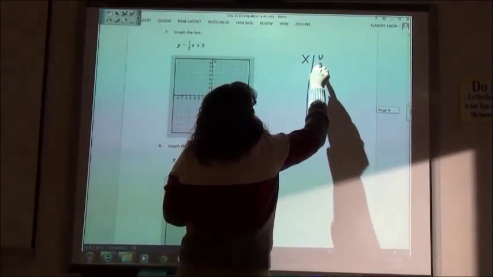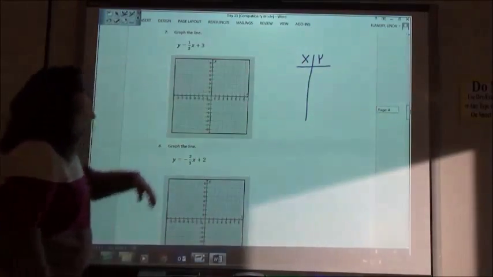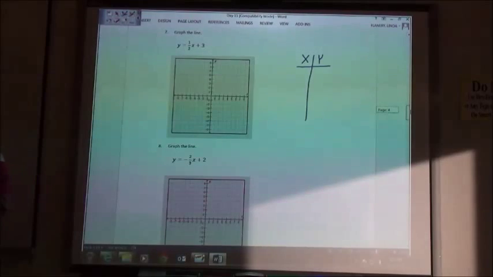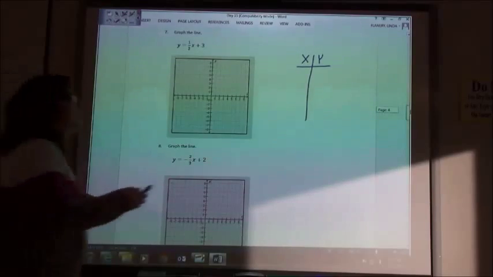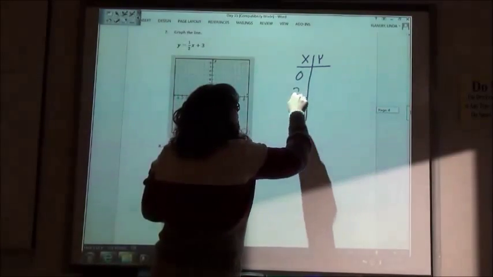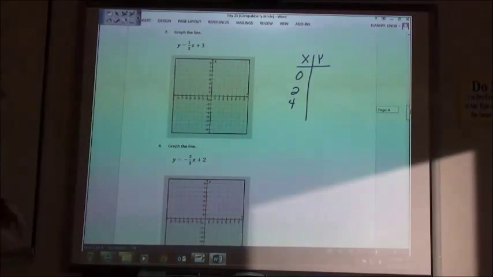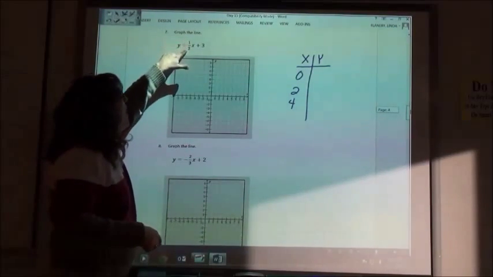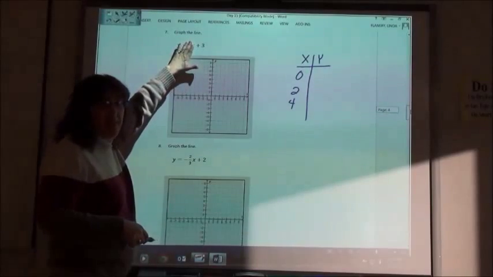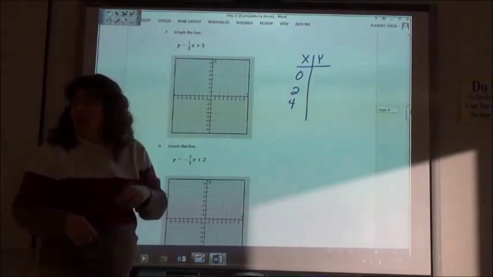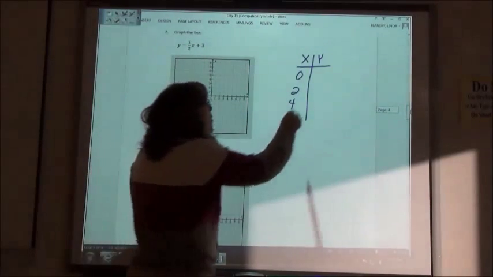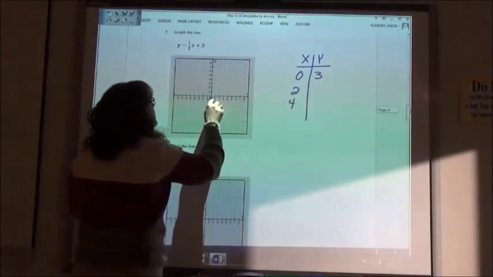So on the ones with the fractions, just like on those first ones, when we pick our values for x's, 0 always works nice, and then multiples of the denominator. So in this case, I might want to use 0, 2, and 4. So 1/2 times 0 is just going to be 0. Again, I'm just going to get the plus 3 on the end. We know that's supposed to be our y-intercept anyway. So 0, 3.